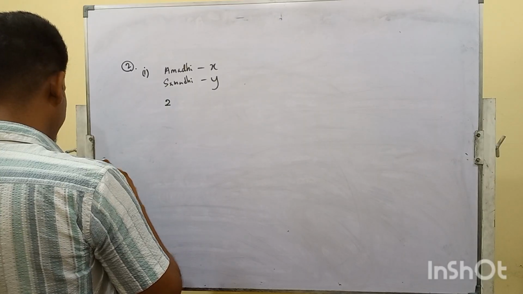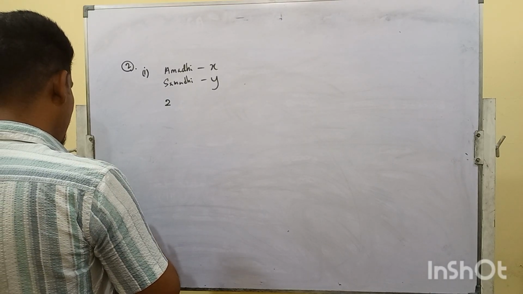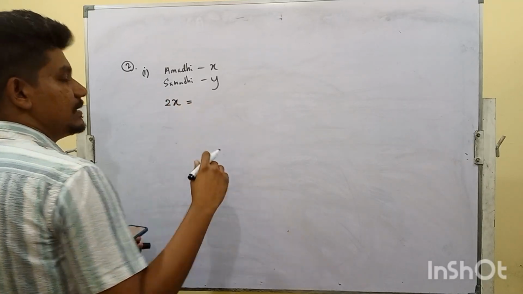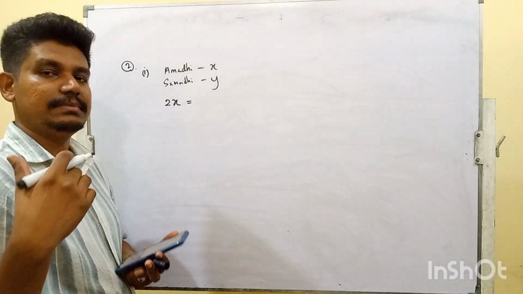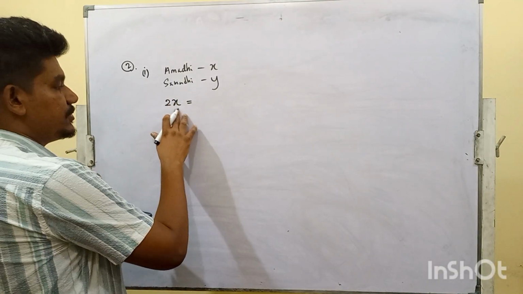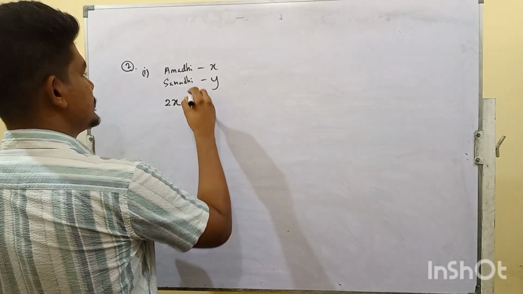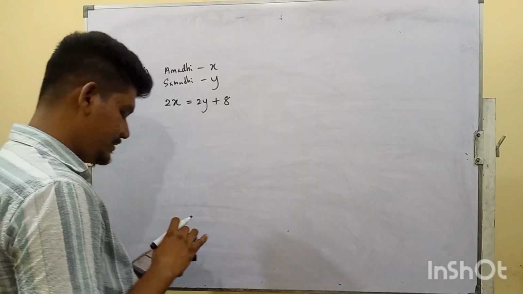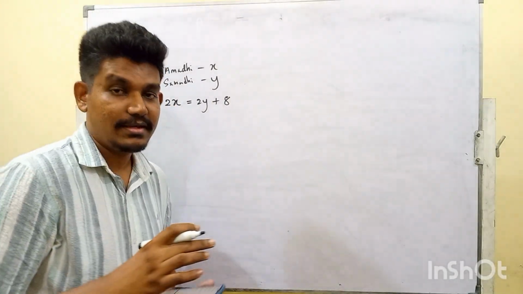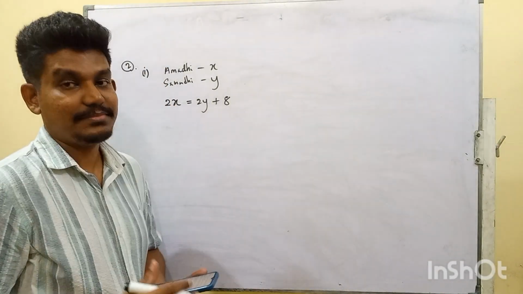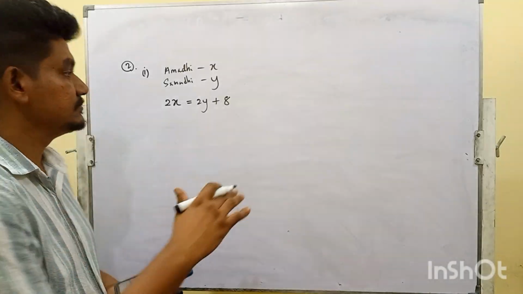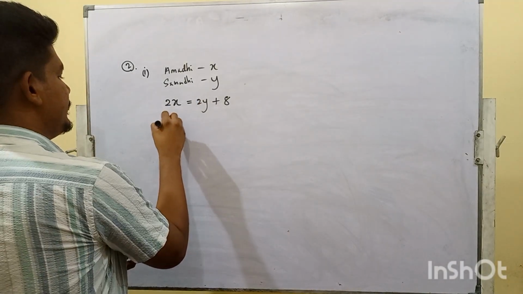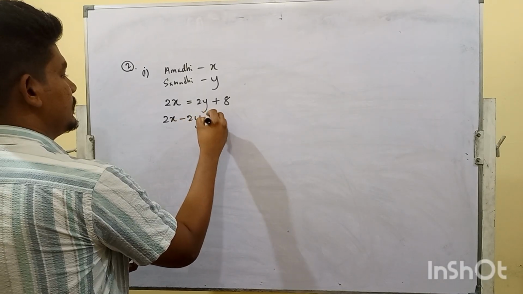Amadi received 8 more marks than Samadhi received. Then 2x is the number of marks she got, no? The score she got. Then she scored 2x marks. But it is 8 marks more than Samadhi got. Then this is how we can build up the equation, no? 8 more than the amount Samadhi got. Then you can take them to the left side as 2x minus 2y equals 8.